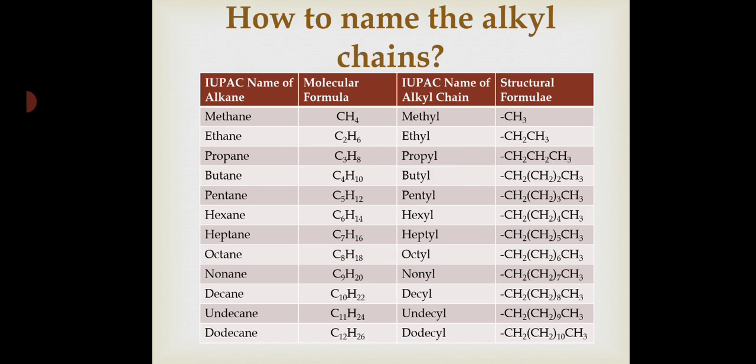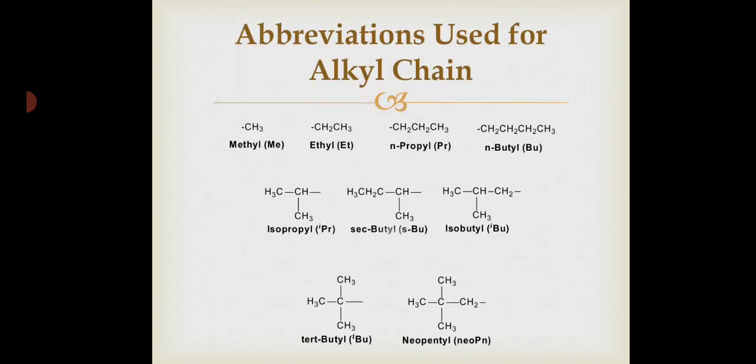So from the alkane name, the ane is replaced with yl, just as in the alkyl chain. Now here are certain abbreviations which are used for alkyl chains. For example, for methyl we use Me, for ethyl we use Et, for propyl we use Pr, and so on. Here there are certain examples which you can go through.